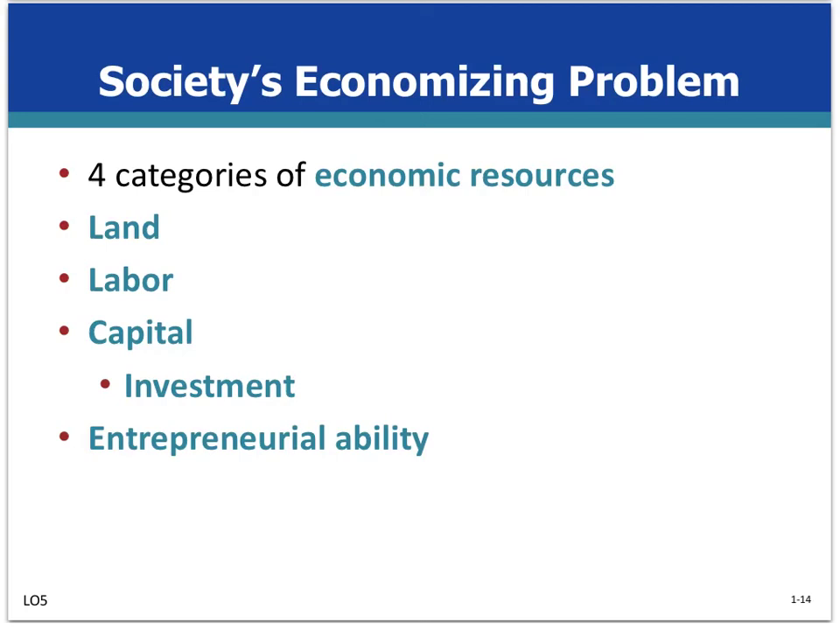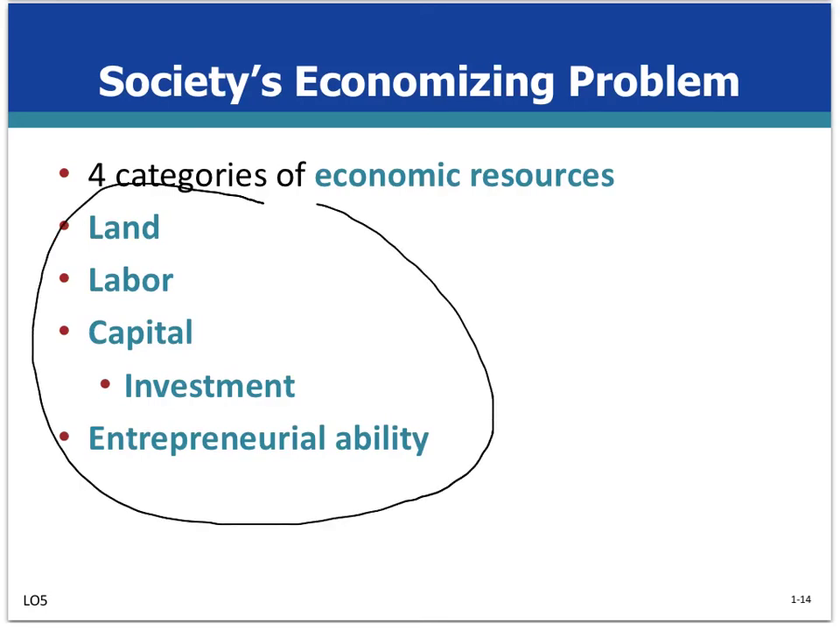Scarce resources. Society has limited or scarce economic resources, meaning all natural, human, and manufactured resources that go into the production of goods and services. So we need to look at the resources now. We will call them factors of production. Why? Because we are using these resources that you'll see on this list: land, labor, capital, and entrepreneurial ability, to produce goods and services. That's why these are factors of production.